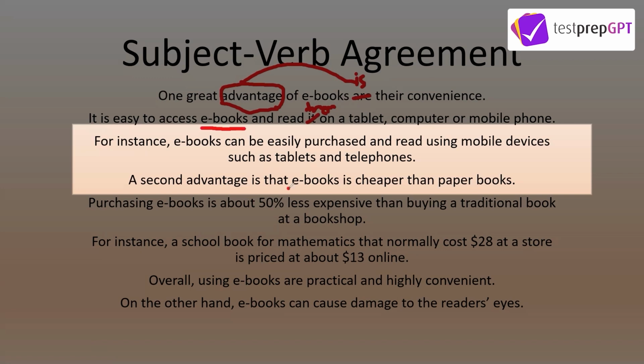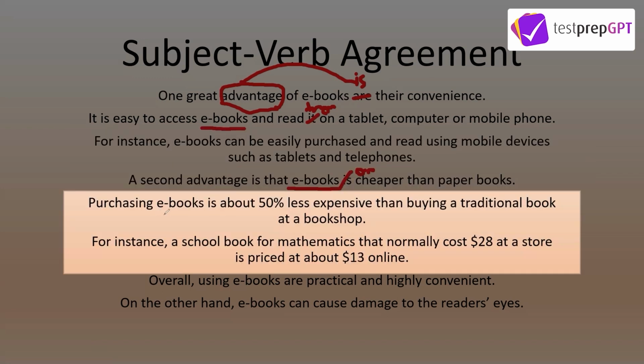A second advantage is that ebooks is cheaper than paper books. So again, here, do you see the mistake? Ebooks is plural. We need are here. Okay, not is. Purchasing ebooks is about 50% less expensive than buying a traditional book. Is there a mistake here? No, because purchasing here is the subject. So that's fine. Is singular.